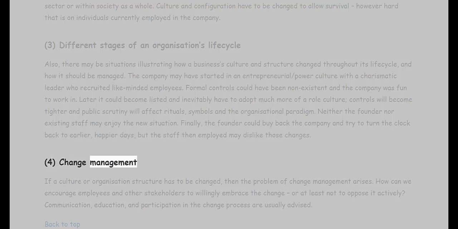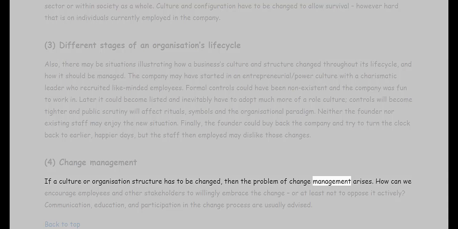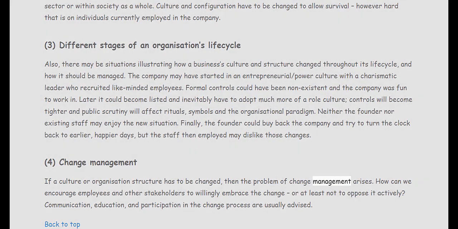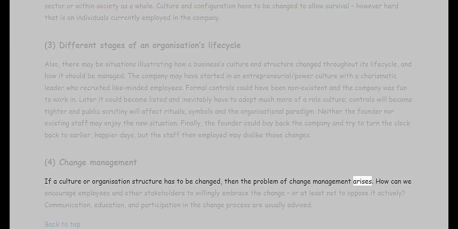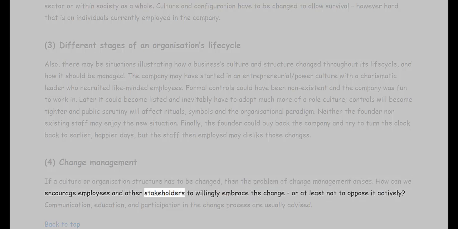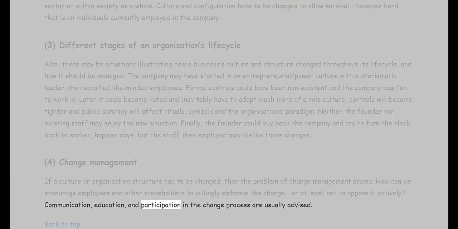4. Change management. If a culture or organization structure has to be changed, then the problem of change management arises. How can we encourage employees and other stakeholders to willingly embrace the change, or at least not to oppose it actively? Communication, education, and participation in the change process are usually advised.